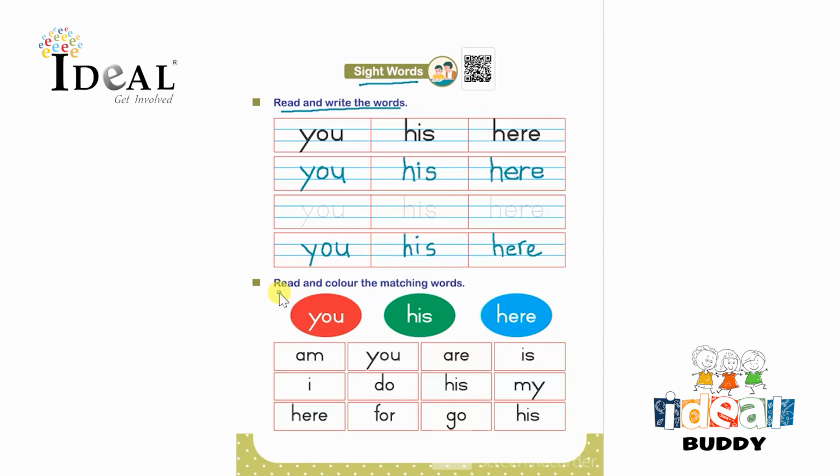The next is read and color the matching words. So they have to read the words given over here and then they have to match it. Emphasize them on reading all the words so that they get habituated to reading the correct words. So here the first word is you. They can use pencil colors over here to color the matching words. So the first word is you. So they have to color it over here. The next word is his.